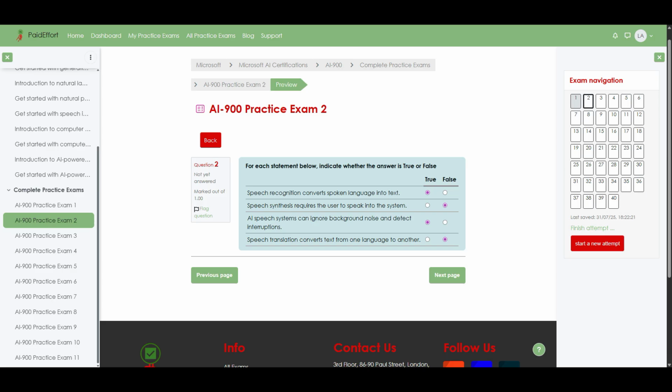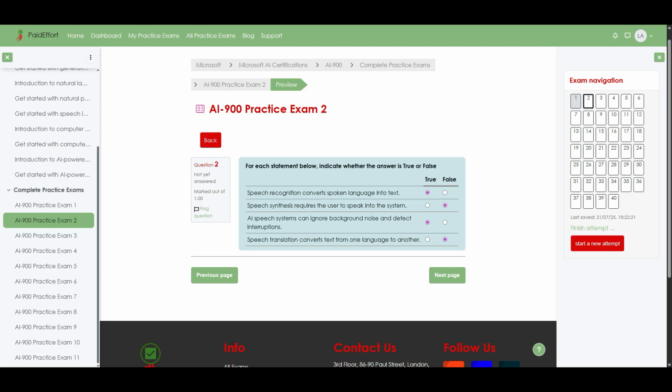Lastly, the idea that speech translation converts text from one language to another is false. What's actually happening in speech translation is that spoken audio in one language is captured, transcribed, translated, and then spoken back in the target language. So it's converting audio to audio, not just text. So all four of these give us a great look at how speech technologies differ and how AI enhances them in real use cases.